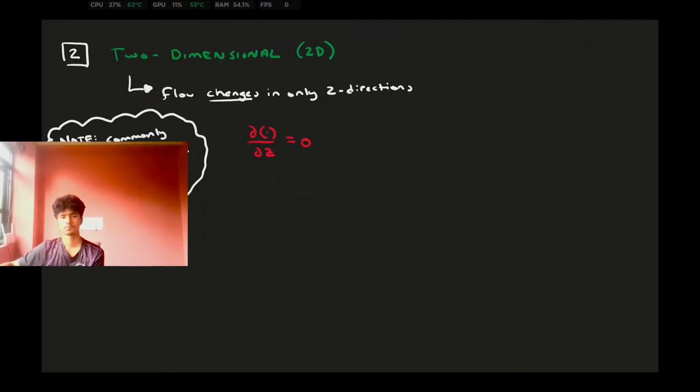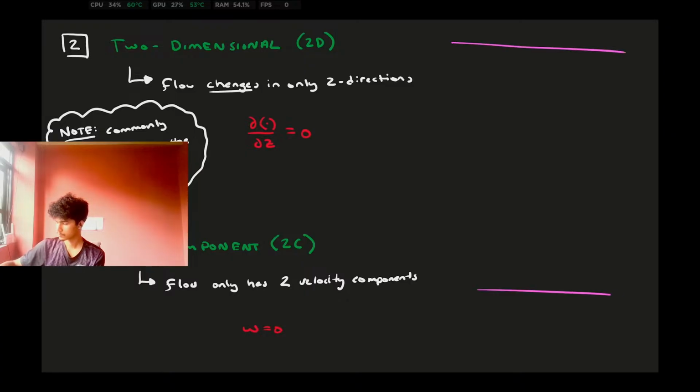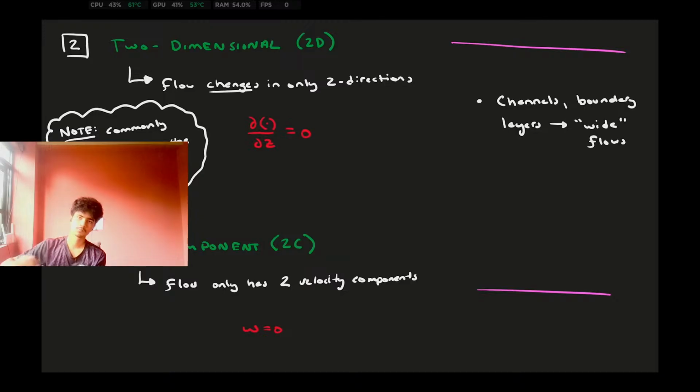Paired with the 2D assumption is the two-component assumption, or 2C. Physically, this means flow only has two velocity components, and the velocity in that third dimension is zero. You can make the 2D and 2C assumptions when you have channels or sometimes boundary layers, generally flows that are very wide in one dimension compared to the others. You also generally need laminar flow to make this assumption, which we'll learn about more when we talk about turbulence.